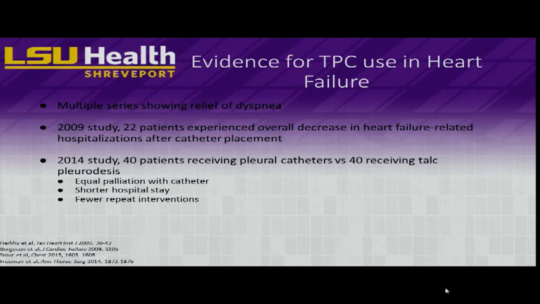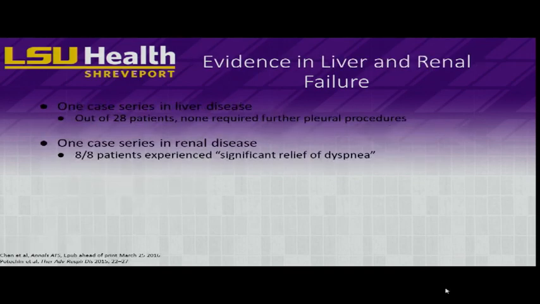So recently, the tunneled pleural catheter has become more of an option for these patients. So multiple series in heart failure showing relief of dyspnea, reduction in heart failure-related hospitalizations. And then in liver and renal failure, you also have some small case series suggesting significant relief from tunneled pleural catheters in these patients as well.